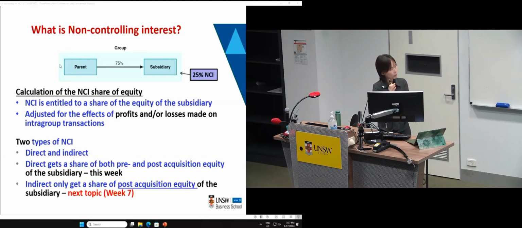So we normally will calculate the NCI by using two stages. Stage one, we allocate subsidiary's equity to its NCI. And then in stage two, identify all the intra-group transactions where subsidiary record the unrealized profit or loss. And after you eliminate entries, you need to adjust NCI accordingly.